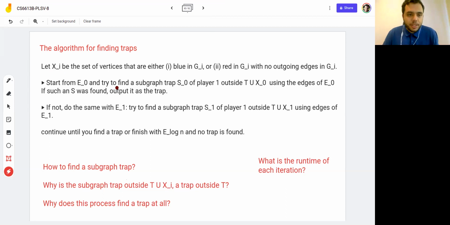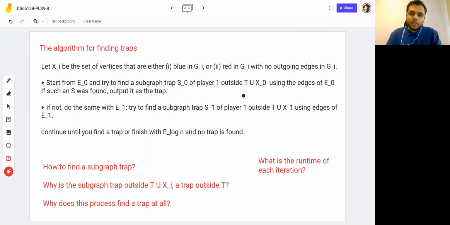Now, what is the intuition behind this? The intuition is, suppose that I am player 2 and I want to trap player 1 inside some set S0, right? And I'm doing this in the graph G0, so the set of edges are only E0, okay? So what are the bad cases for me? The bad cases that I want to avoid is that I don't want player 1 to ever reach a target set. I don't want him to reach T. But I also don't want him to reach these Xi's.